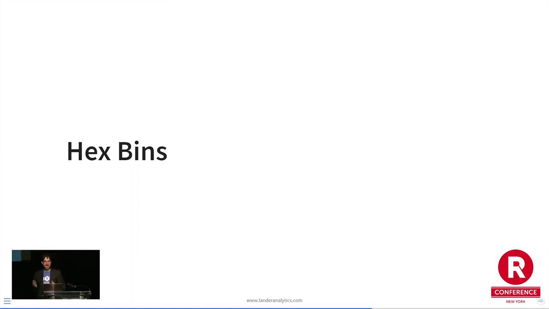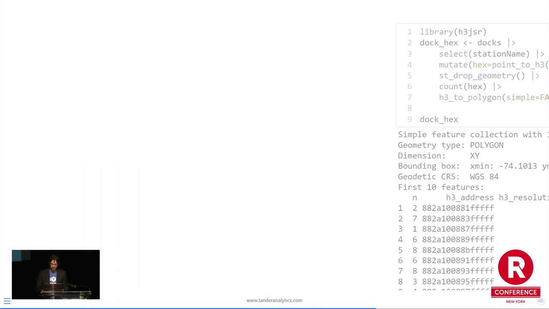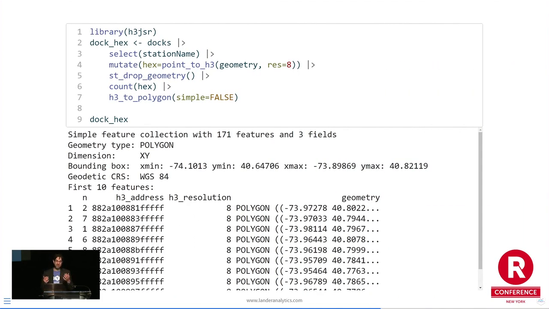Now, the question is, how do I get these points into hexagons? Thankfully, there is a system called H3 put up by Uber, which is exposed to us by the H3 JSR package. And this maps any point on the Earth to a hexagon. The whole Earth has been mapped to 15 layers of hexagons, from really, really tiny to really, really big. So all I have to do is give it my geometry column, and it maps it to an H3. It gives me a specific H3 index.